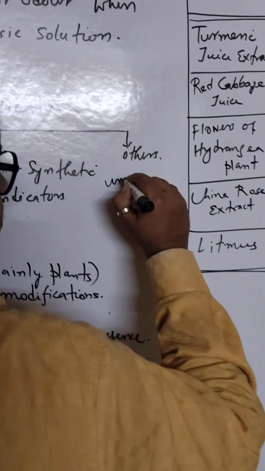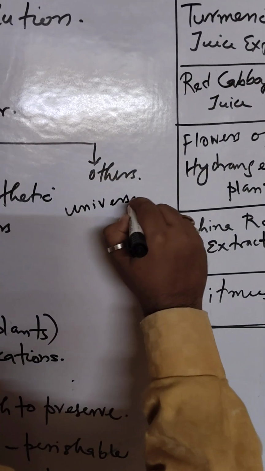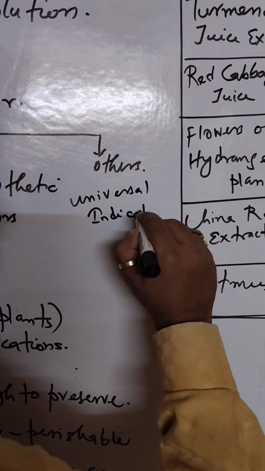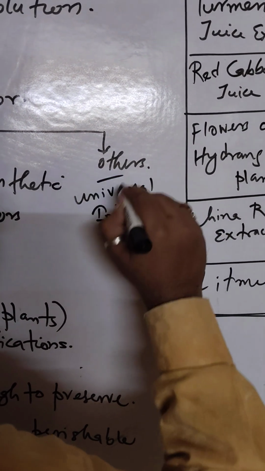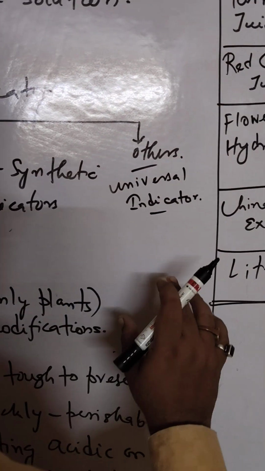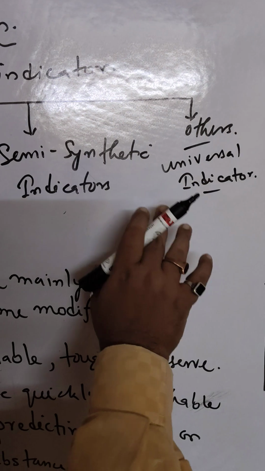You can also consider this as universal indicators. Universal indicator comprises of many chemicals mixed together. It's a club of chemicals, and to speak the truth, the pH scale is based on this. We will come to the discussion later in the chapter.